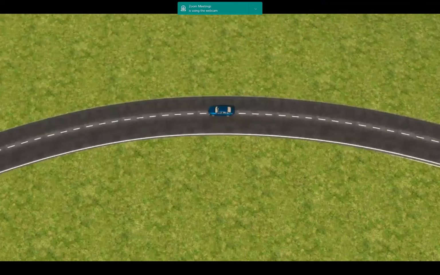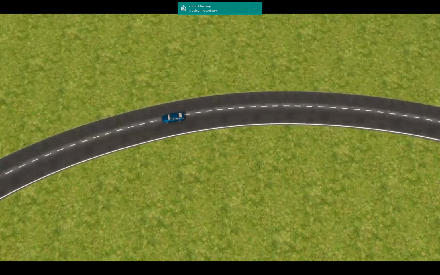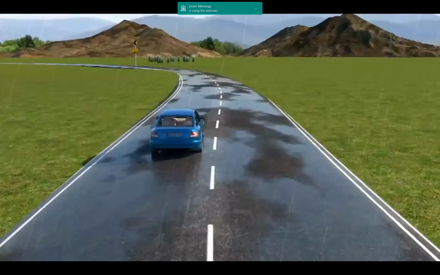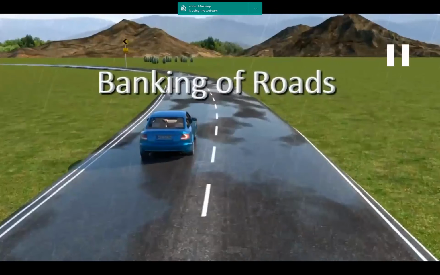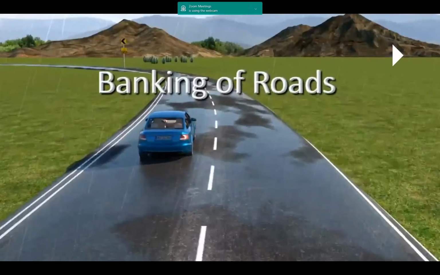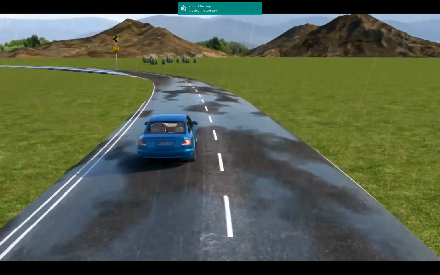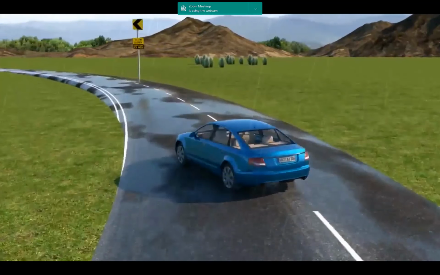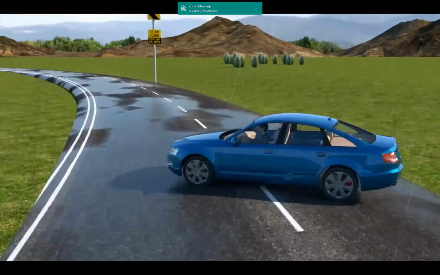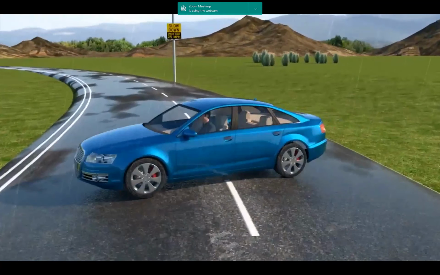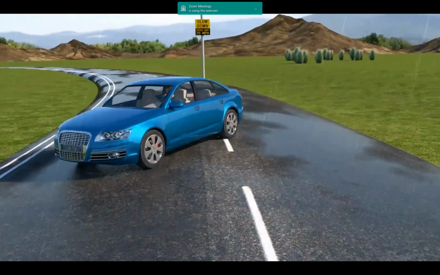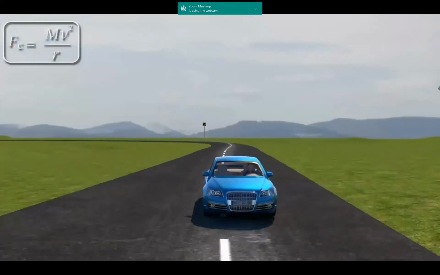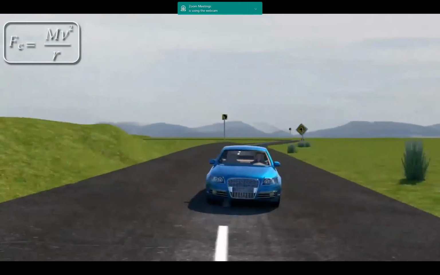If a vehicle moves with a velocity greater than the limiting value, it skids away from the center. Banking. This is what I was saying. If it starts raining in the evening, the road becomes slippery. We cannot always rely on friction, as it depends on external factors such as rain or frost, which significantly decrease the value of static friction. To avoid skidding of vehicles at turns, the outer edge of the road is raised up.